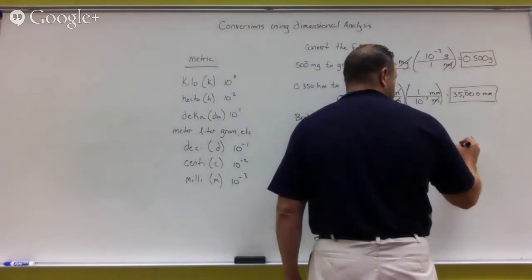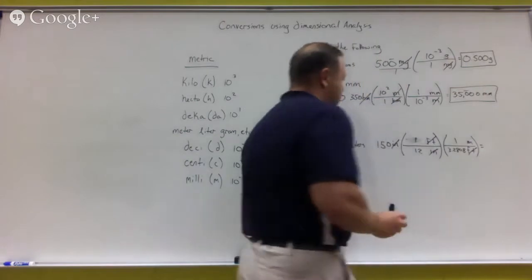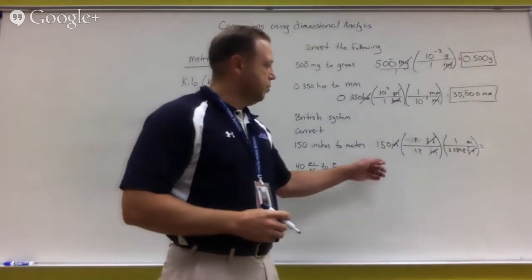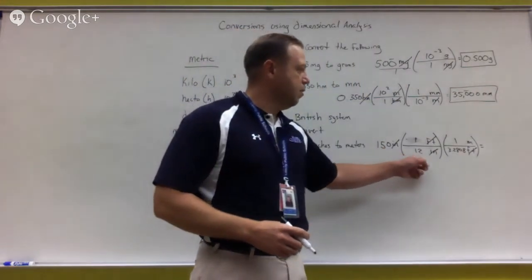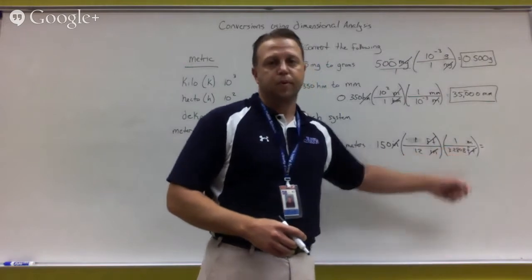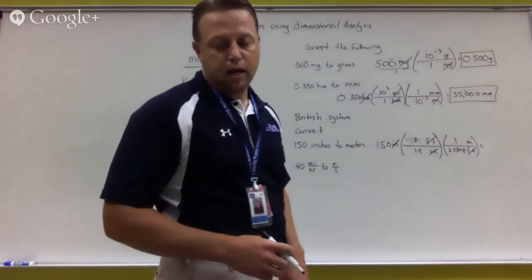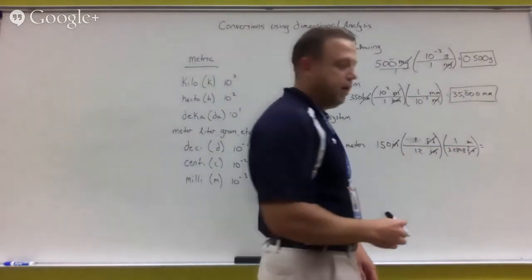3.2808 feet in a meter. Okay, so now it's just a pretty simple conversion. So now I have 150 divided by 12, and then divided by 3.2808, and I'm going to get 3.8 meters.